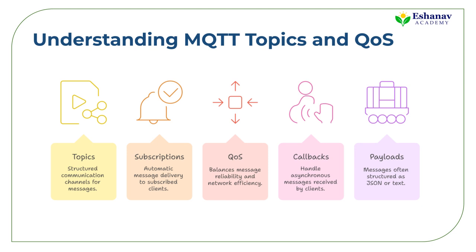Quality of service, or QoS, controls delivery guarantees. QoS 0 sends the message once without confirmation, making it fast but less reliable. QoS 1 ensures delivery at least once, but duplicates may occur. QoS 2 guarantees exactly once delivery but introduces more overhead.